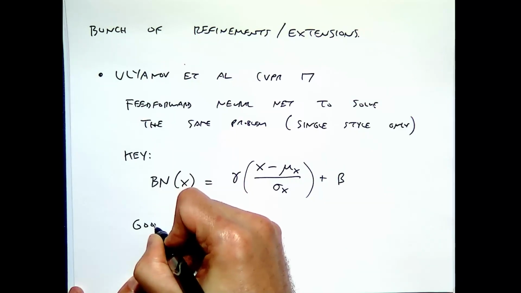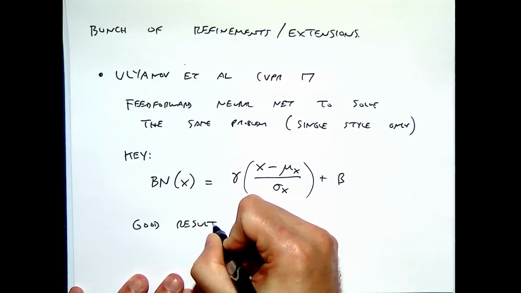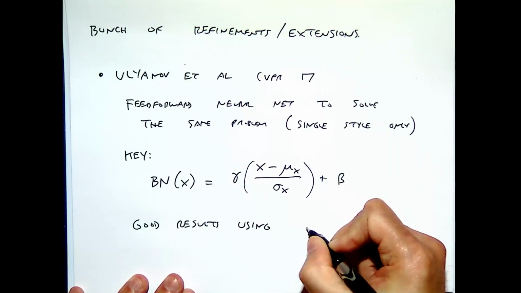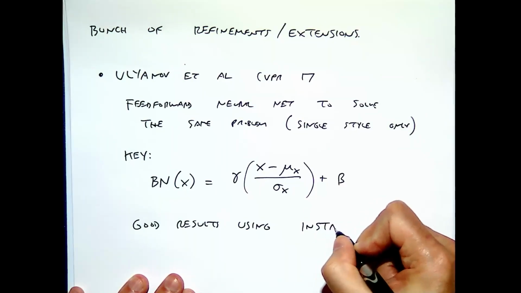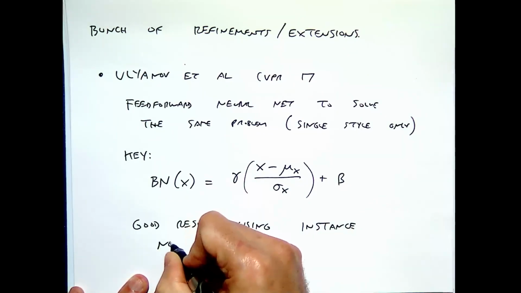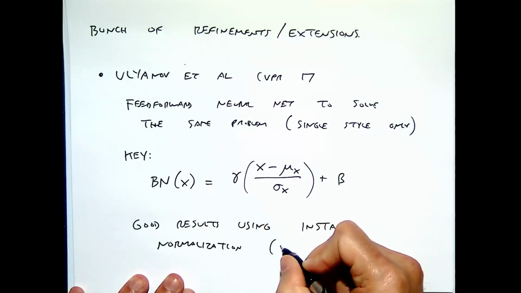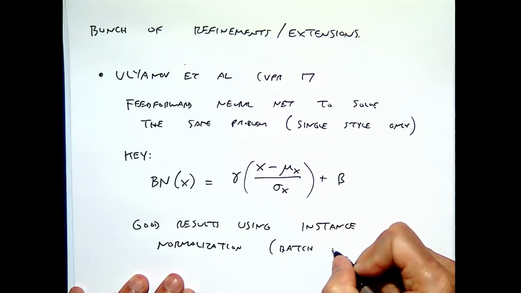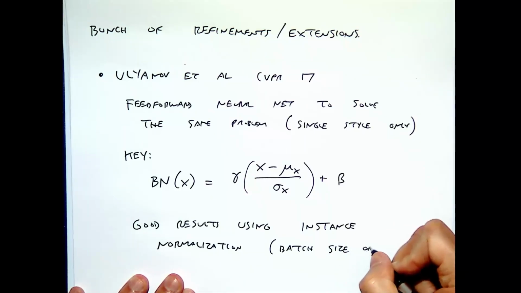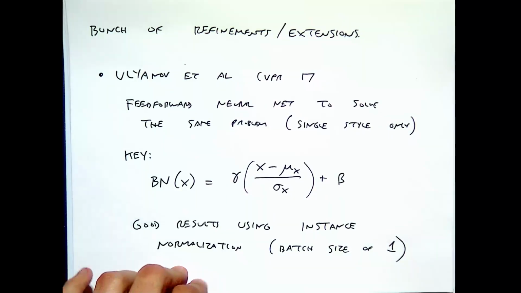to get good results using what's called instance normalization, which is almost like just saying a batch size of 1. That normalization difference made a big impact in terms of apparently both the speed of convergence, but also the perceptual quality of the results.